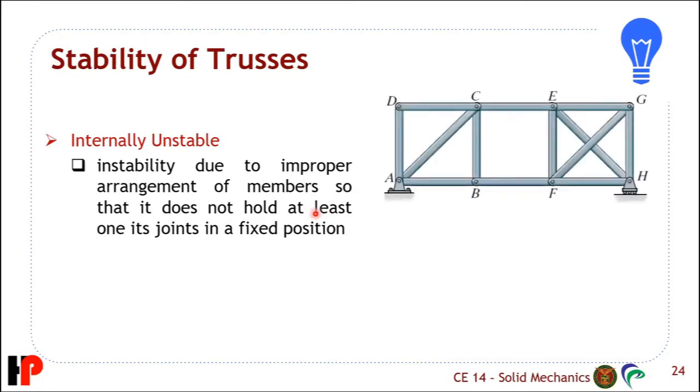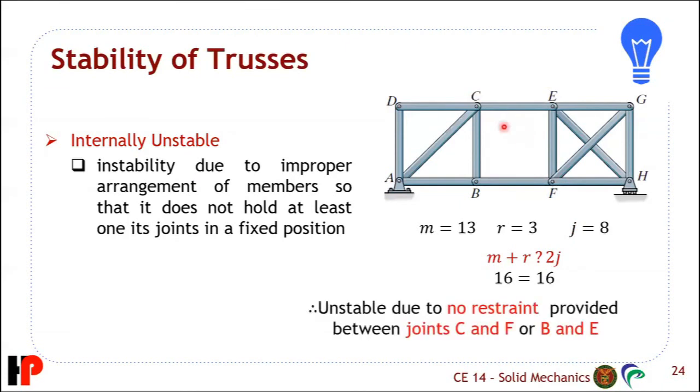So example is this one. So if you compute for m plus r equals 2j, so m is 13, r is 3, j is 8. If you compute that one, m plus r is 16, 2j is 16. So 16 equals 16 pa din. Pero unstable siya dahil dito. So this is unstable because there is no restraint connecting CF or BE. So kung nilagay mo yung extra member na to dito, stable truss na sana yan. Pero dahil wala, ang mangyayari dyan, itong square na to would rotate. So magko-collapse yung truss dahil dito.